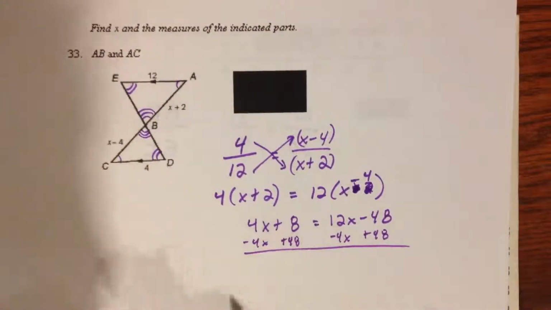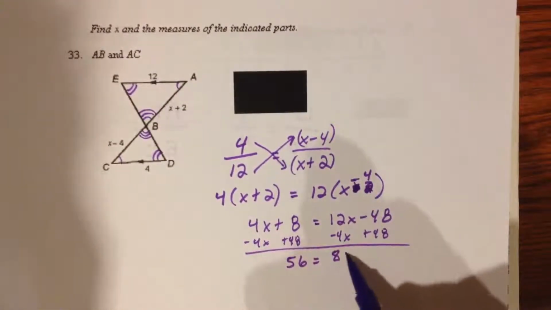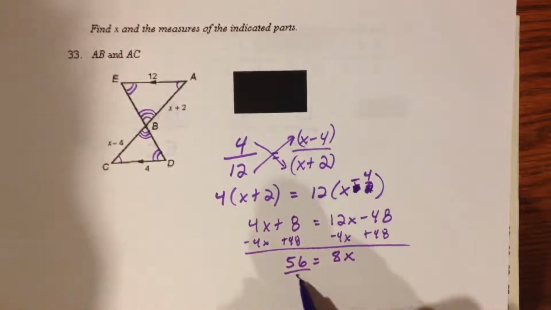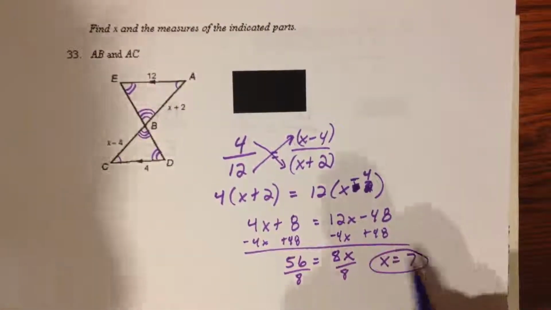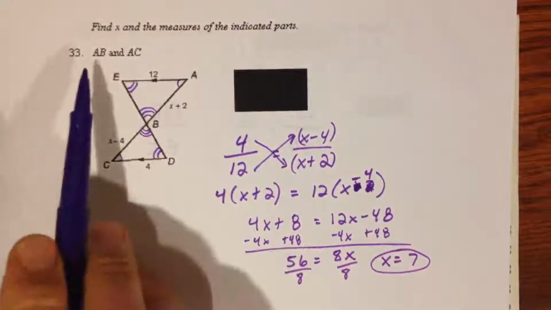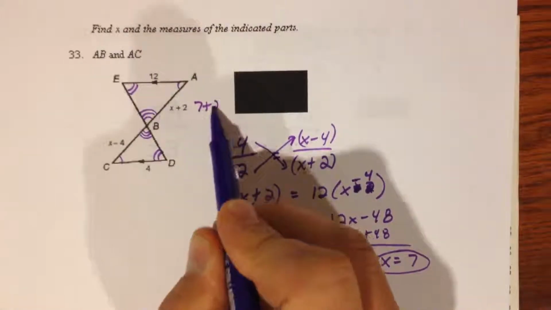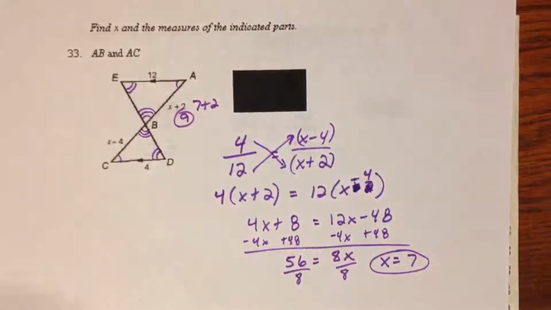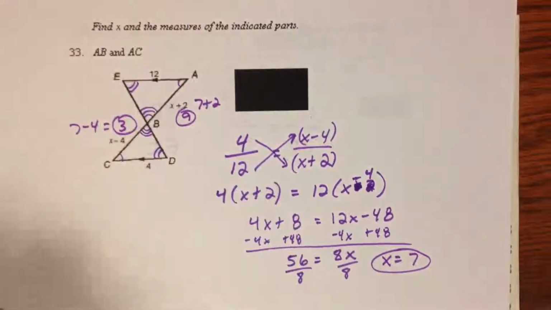So hopefully you got that. I kind of did it all in one step. That's 56 equals 8x. So divide both sides by 8, and x would equal 7. Okay, so it asks us for side AB, which is over here. So 7 plus 2 is 9, and then 7 minus 4 is 3.